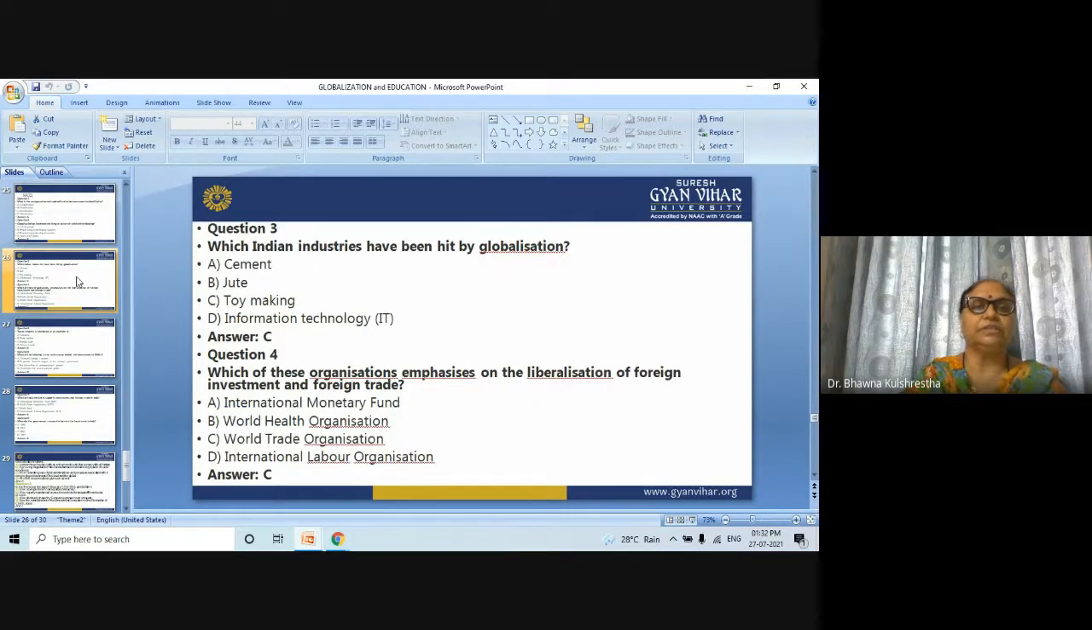And the next question is, which Indian industries have been hit by globalization? Cement, jute, toy making, or information technology. The answer is toy making. Toy making is the Indian industry that has been hit by globalization. Next question: which of these organizations emphasizes the liberalization of foreign investment and foreign trade? International Monetary Fund, World Health Organization, World Trade Organization, or International Labor Organization. The right answer is World Trade Organization.